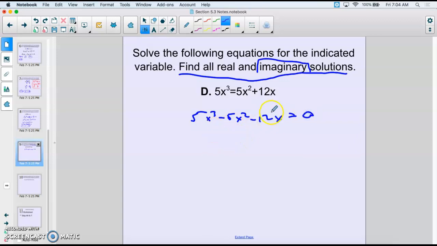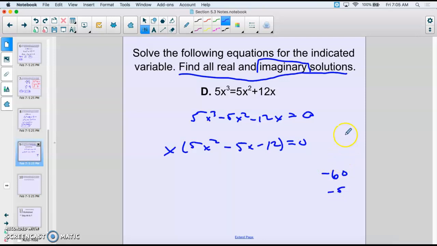Okay. Now I realize I can take an x out of here, and so I'm going to be left with 5x squared minus 5x minus 12 equals 0. I know one of my roots is going to be 0. That's already kind of predetermined here. Now, I need factors of negative 60 that add up to negative 5.